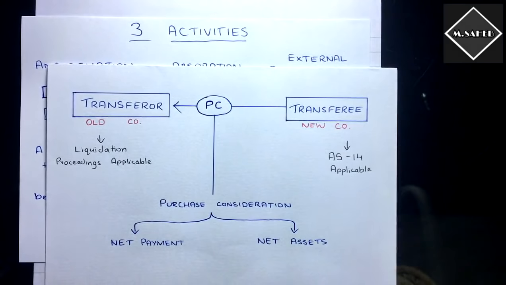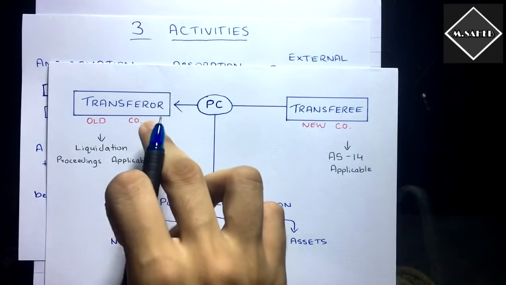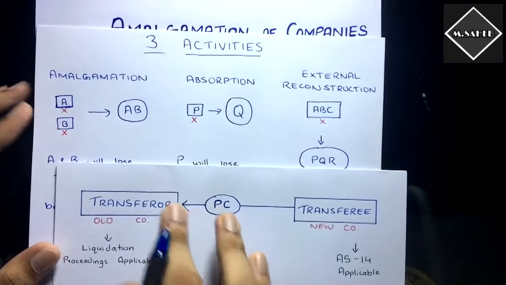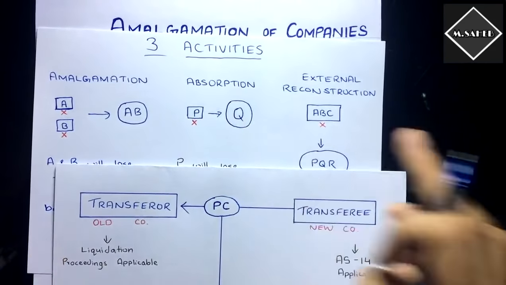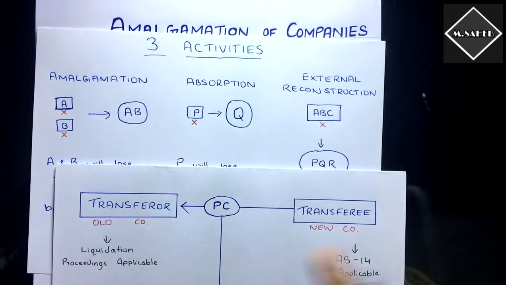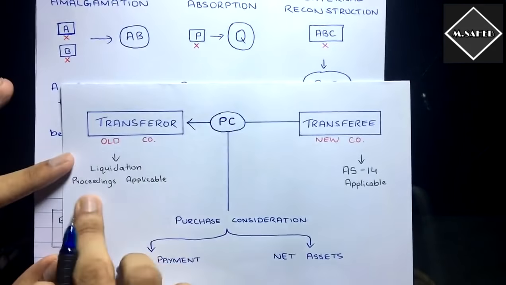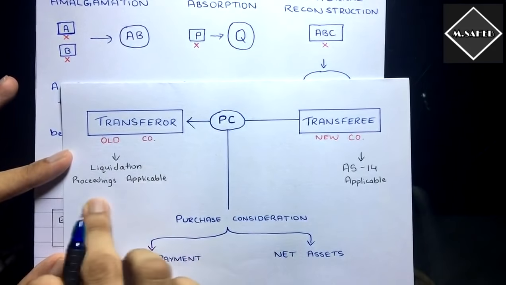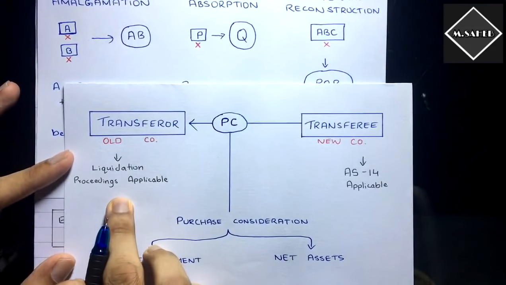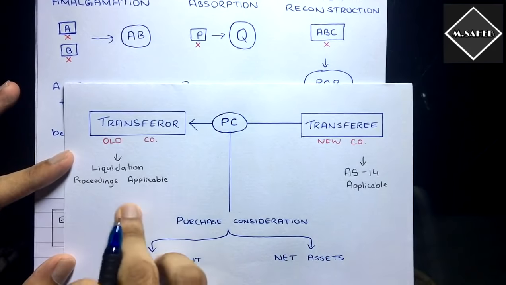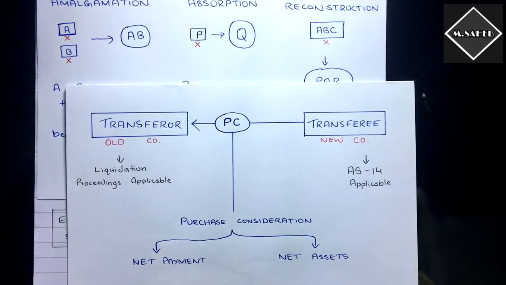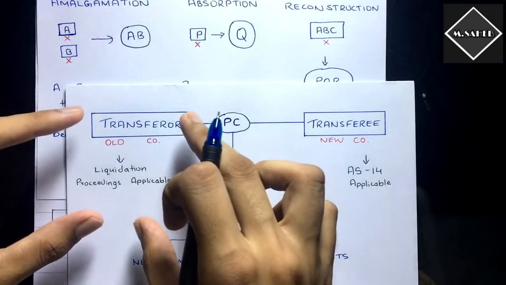Then in the books of the transferor, we have to close it, because the transferor company is getting liquidated. So liquidation proceedings will be applicable. The company is getting liquidated, so we will do an accounting treatment with the realization account. We'll close off the transferor company, finish it off, and put it in the coffin. So this is the accounting treatment that we have to understand.